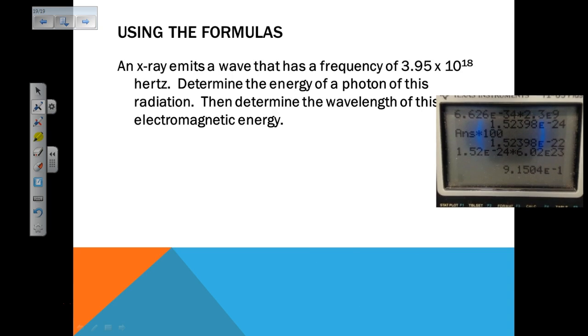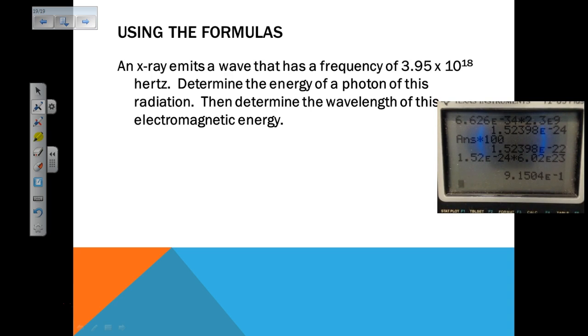Long video, but working through these problems will help you immensely in terms of how to manipulate the equations. So we have an X-ray, high energy. Energy and frequency are directly related. As frequency increases, energy is going to be greater, so this should be a high frequency. It says determine the energy of a photon. So just one photon. We are going to use E equals h nu, because that's the formula that relates frequency to energy. And then after that we want to determine the wavelength.